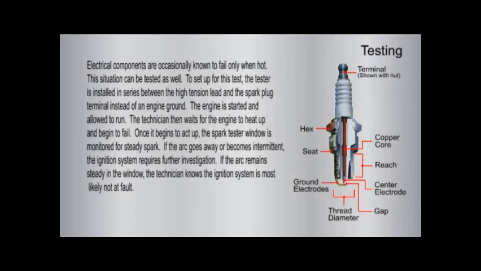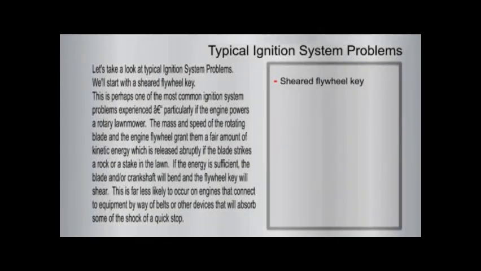Once it begins to act up, the spark tester window is monitored for steady spark. If the arc goes away or becomes intermittent, the ignition system requires further investigation. If the arc remains steady in the window, the technician knows the ignition system is most likely not at fault. Let's take a look at typical ignition system problems.